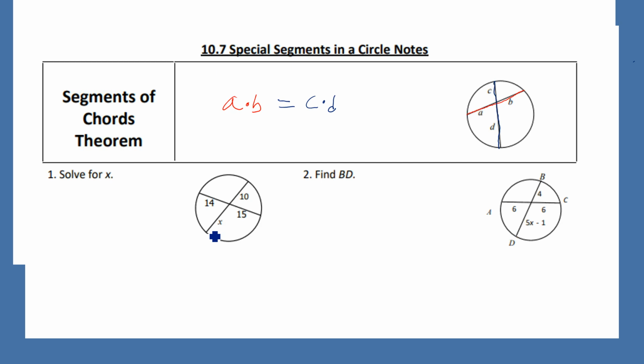So on example 1, again, we have two chords intersecting in a circle. It turns out that this part times this part, so 10 times x, which is 10x, equals then we have this part times this part, 15 times 14. So this goes to 10x equals 210. Divide your 10 over and you get 21.